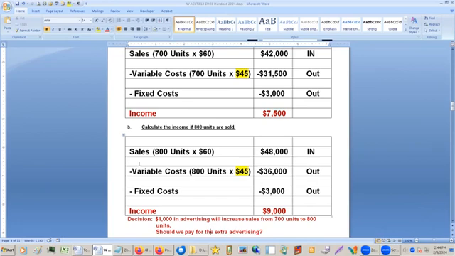So this is your income at 700 units. Potentially. Notice that the increase here in the income is 1,500, right? Right. So this is the increase in the income.